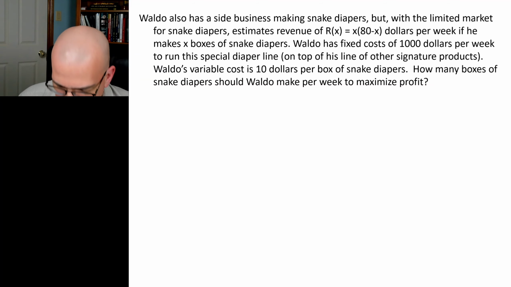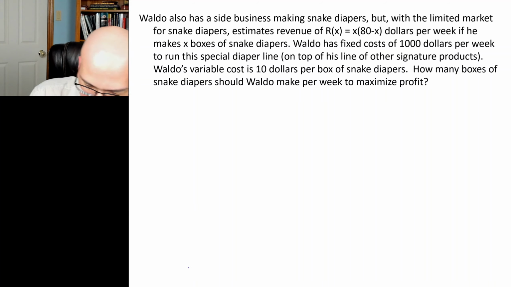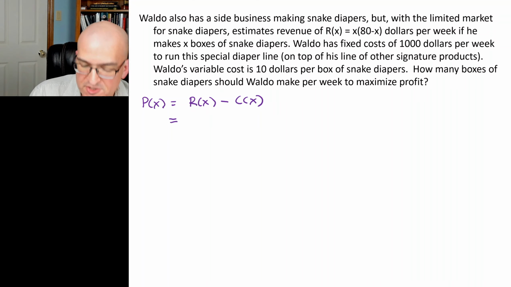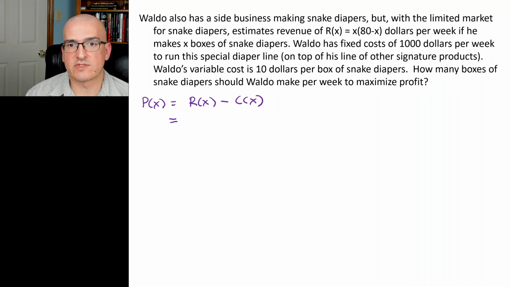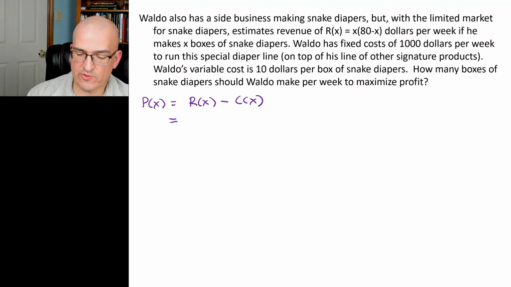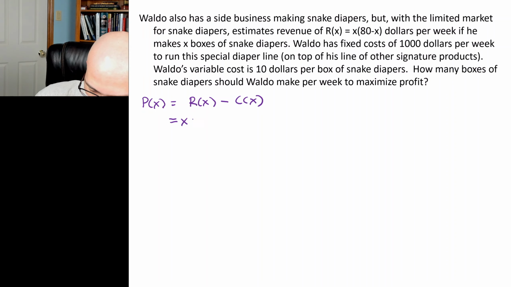So let's work through it. P of X, our profit function, is equal to a revenue function, R of X, minus our cost function, C of X. Our revenue function is given to us on a silver platter. It's given to us for free. We don't have to think about it. We don't have to do any work. It's X times 80 minus X. But our cost function is going to require some work. What is C of X?